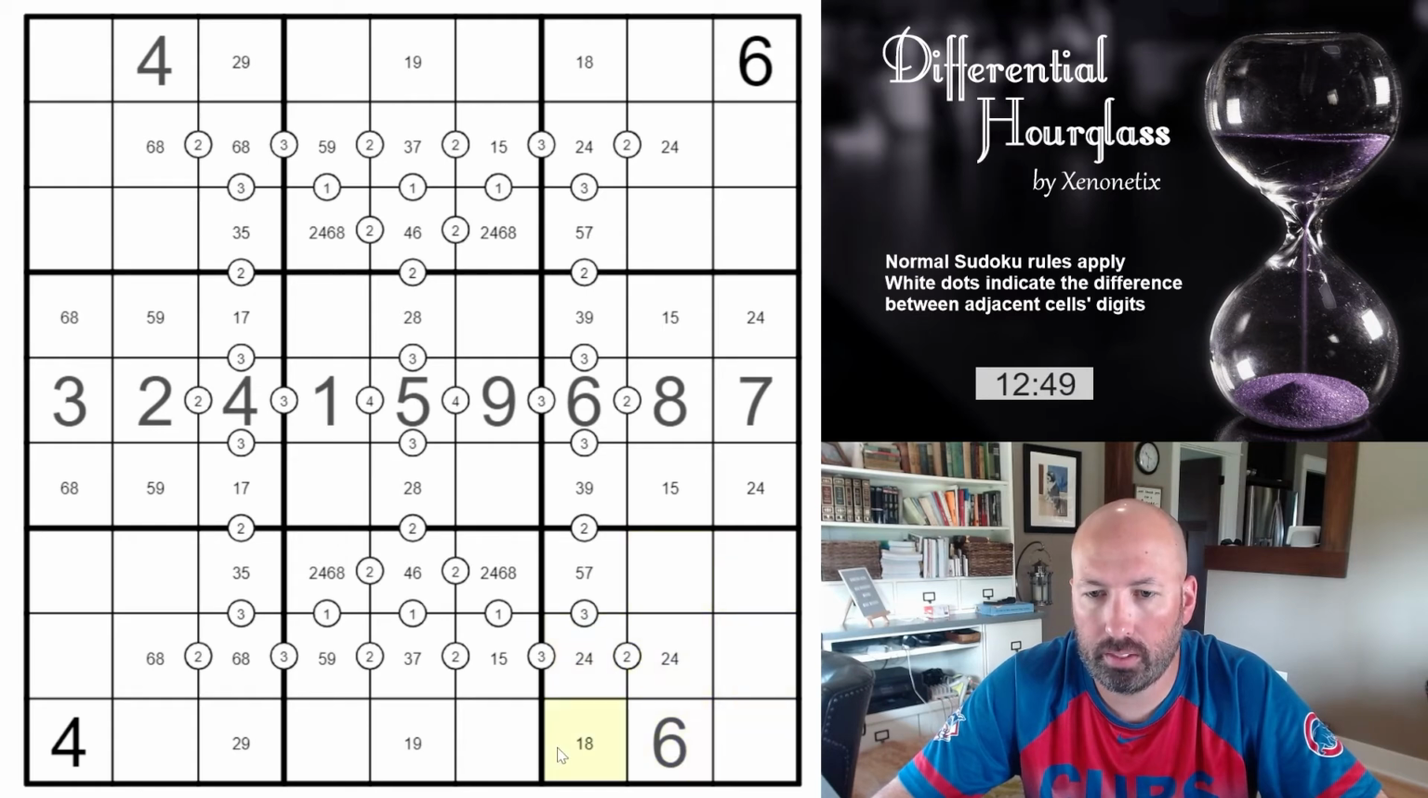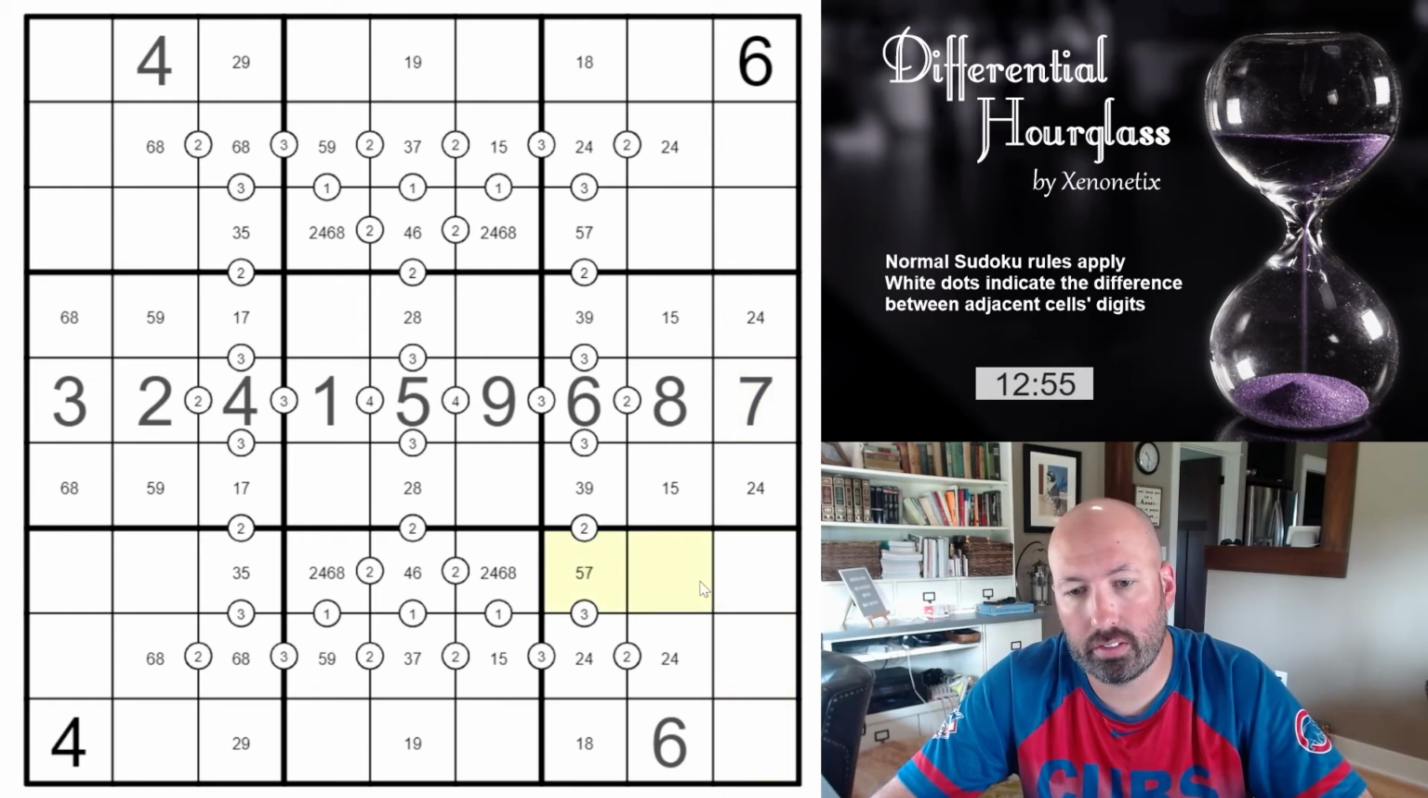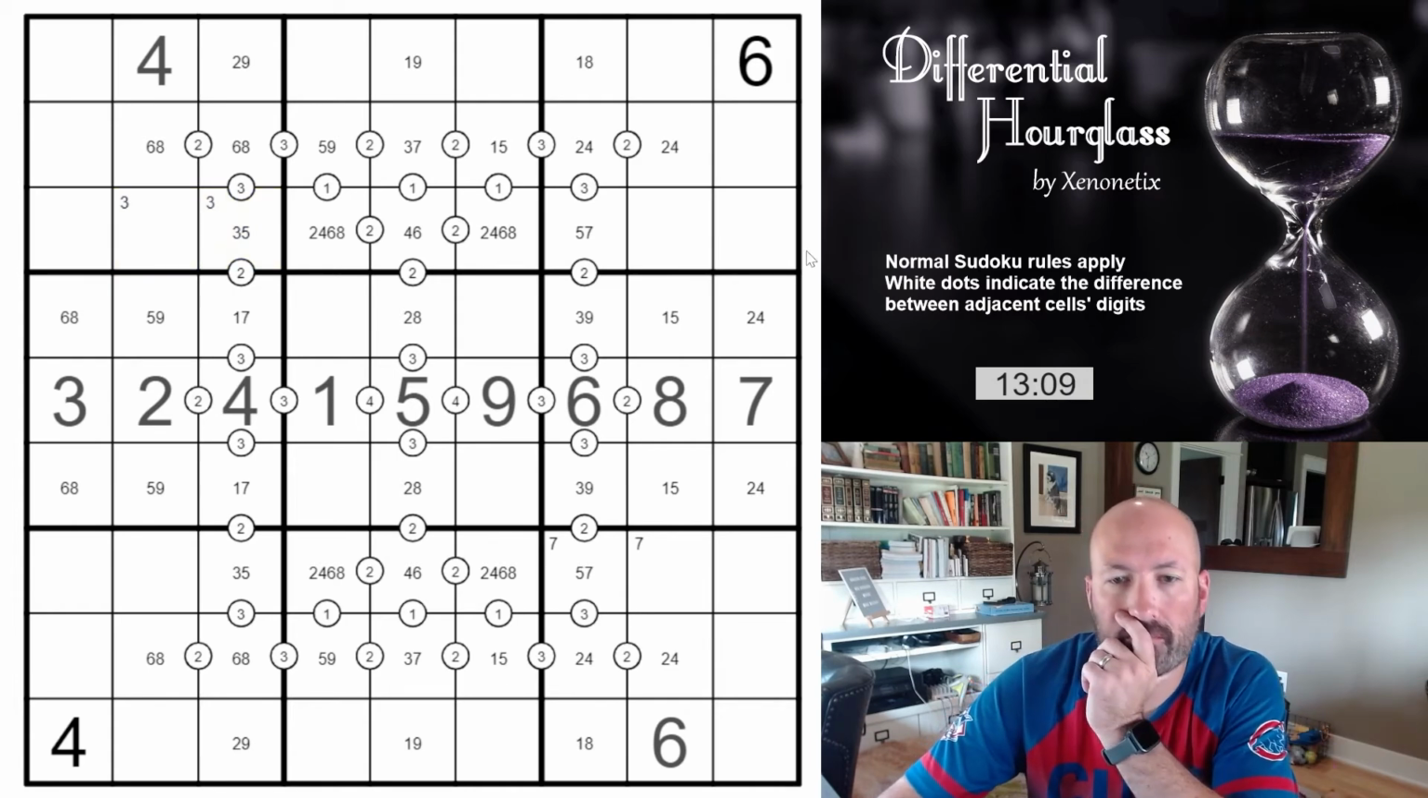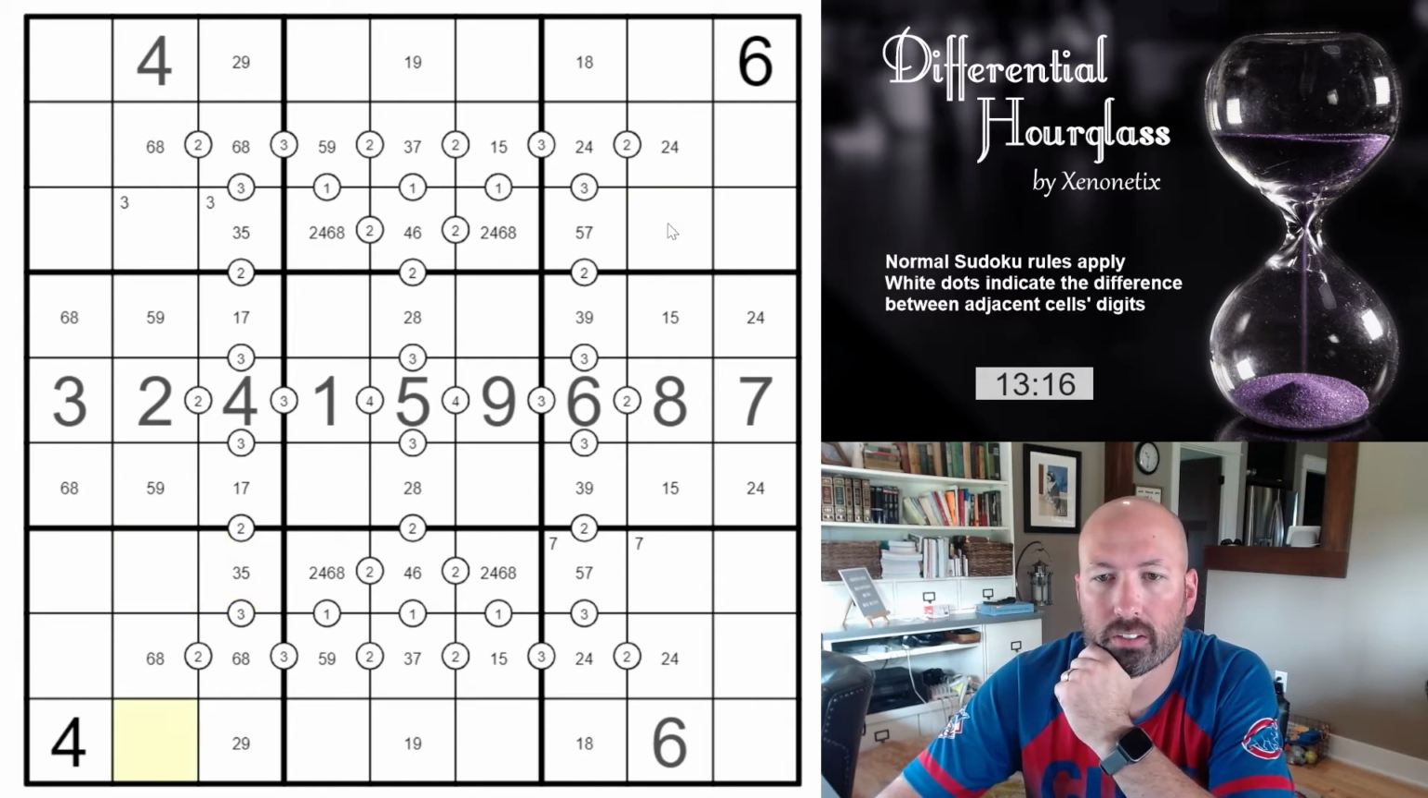8 can be almost anywhere in here. 7, oh, there's a 7. Right, this 7 here eliminates those. So there's definitely a 7 here. I don't know what that does for us. 3 means there's a 3 up here. There's a 3 down here and a 7 up here somewhere.